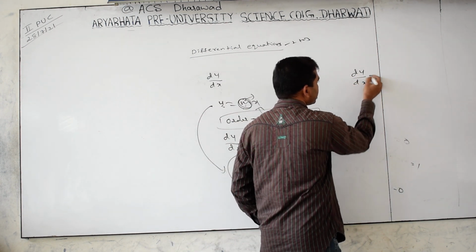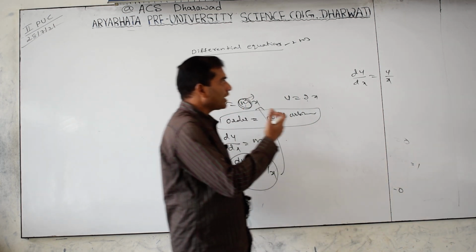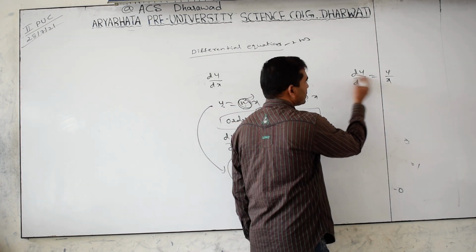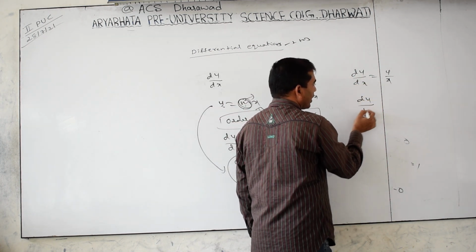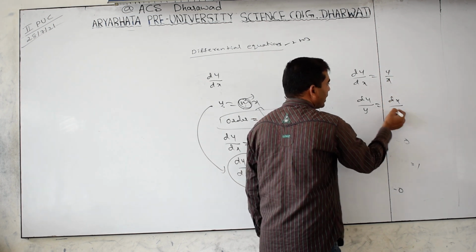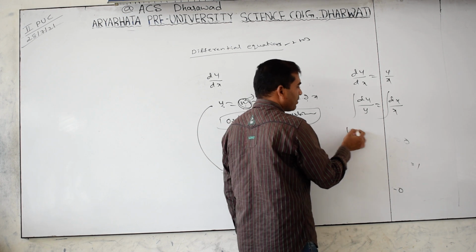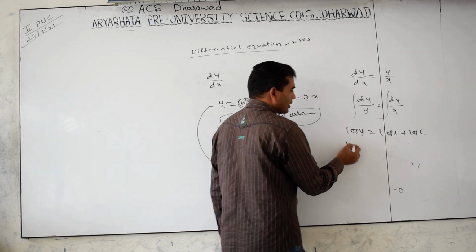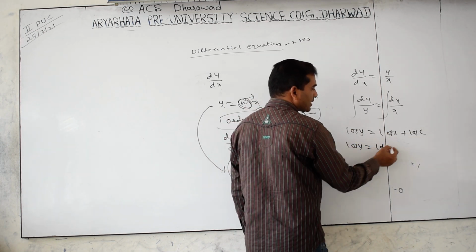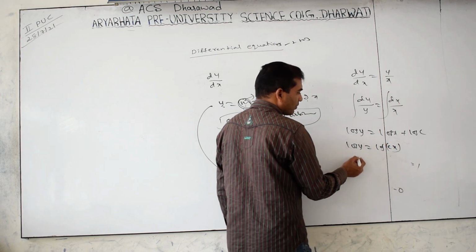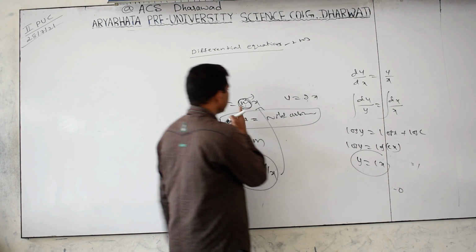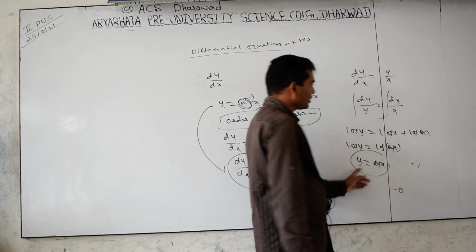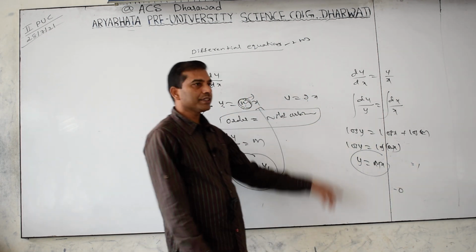dy by dx equal to y by x. The x variable goes with dx, the y variable goes with dy. So dy by y equals dx by x. Integration of dy by y is log y, this is log x, plus constant, which is log c. So log y equals log c plus log x, log of c into x. So y is equal to cx. c or m, both are arbitrary constants. If you take m here, you will get m here: y is equal to mx. So this is the variable separable method.